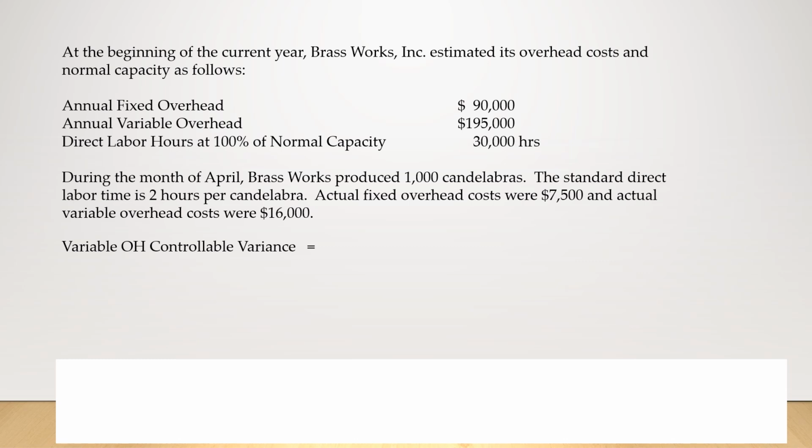Before we go any further, we need to calculate our overhead rates. The variable overhead rate is straightforward. We have a budgeted annual variable overhead of $195,000 along with a budgeted annual activity base of 30,000 hours. So divide the former by the latter to get a variable overhead rate of $6.50 per hour.